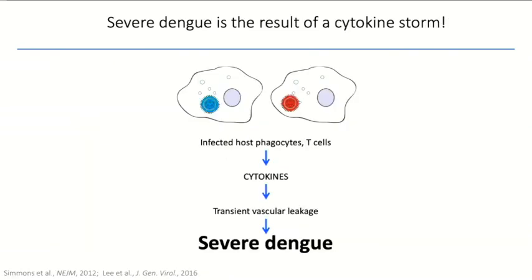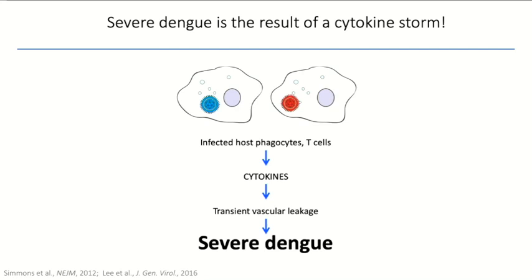So we know how the innate immune response is triggered by dengue virus, and we know the nature of this response. We also know that the clinical symptoms of severe dengue are caused by a cytokine storm. During severe dengue, host phagocytes, as well as T cells and mast cells, release large quantities of pro-inflammatory cytokines, as well as vasoactive mediators such as complement. These host factors cause a transient vascular leakage in the capillary system, and the resulting loss of volume and/or hemorrhage manifests as the symptoms of severe dengue.